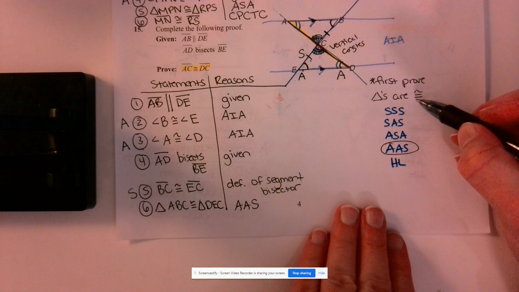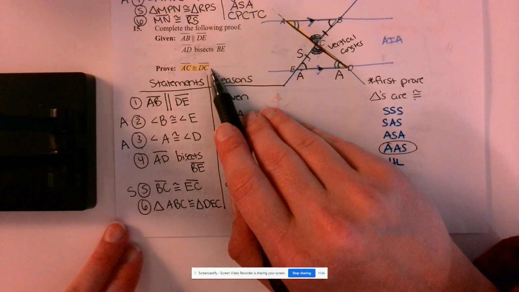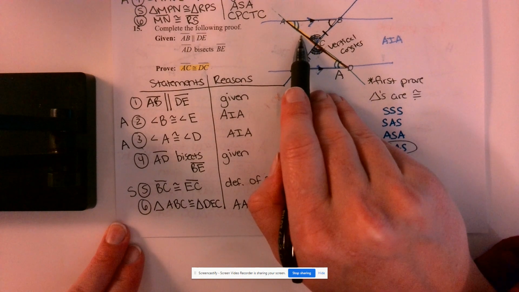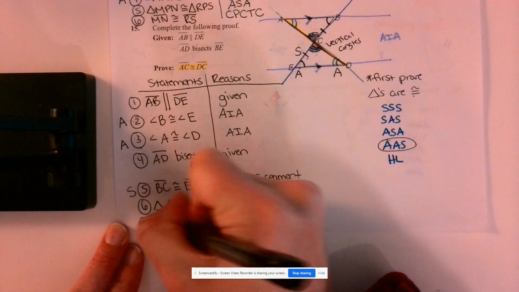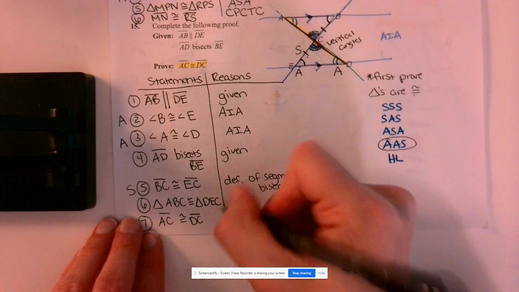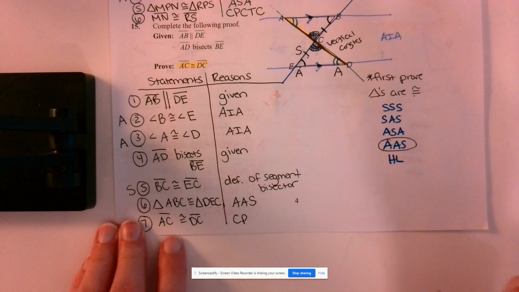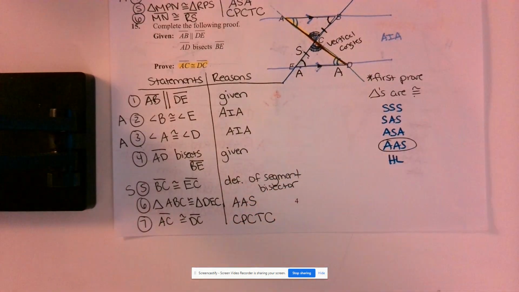And then finally, remember, we proved that the triangles are congruent, so we are now ready to prove our final statement, that line segment AC must be congruent to line segment DC. And we know that because corresponding parts of congruent triangles must be congruent.